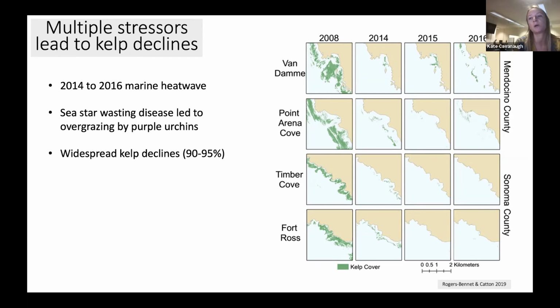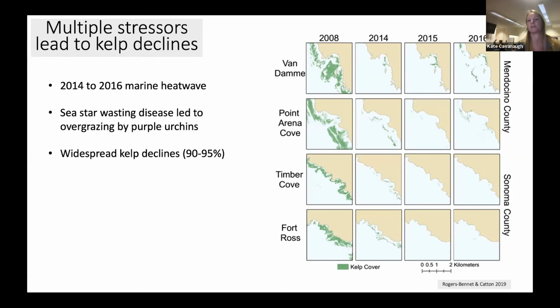And in addition, purple urchins, which are a major grazer of kelp populations, increased. So there were really widespread kelp declines in California, in some areas by as much as 95%. So in 2016, if you look at this figure that I have up on the screen, you can see that the remnant populations that were able to persist were really small and sparse. So we weren't actually able to use Landsat to study these kelp populations after the decline.